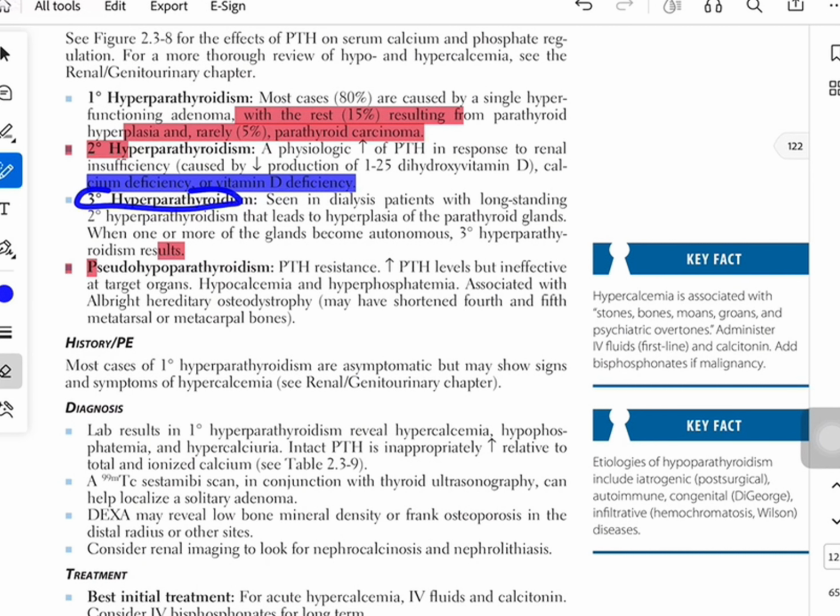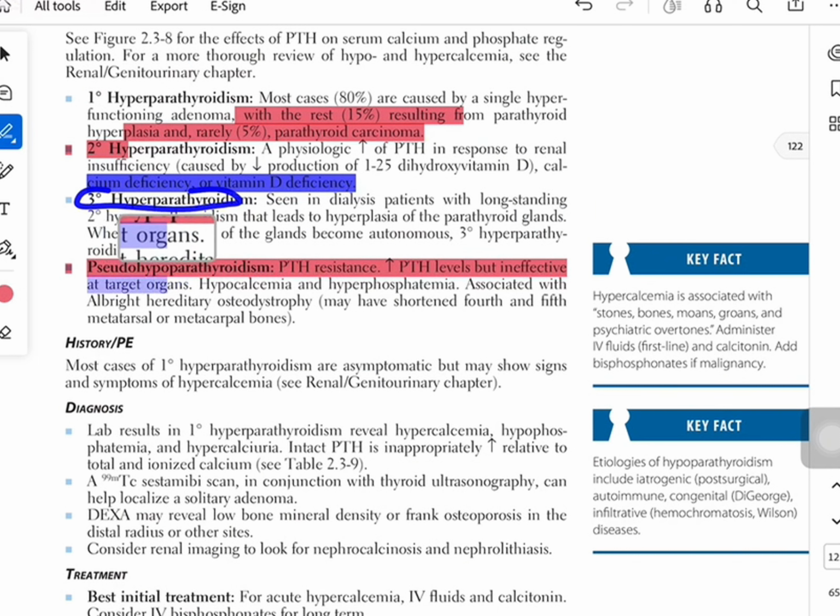It means that the problem is with the receptor, and this condition is also known as Albright hereditary osteodystrophy. The problem is with the fourth and fifth metacarpals, and also the round face, and other problems like this. What is written here, guys? Pseudohypoparathyroidism: high level of parathyroid hormone, resistance, receptor problem, ineffective at the target organ. Ineffective means the problem is with the receptor, that's why it is written ineffective. Hypocalcemia and hyperphosphatemia we will see because the receptor is not working properly. It is associated with Albright hereditary osteodystrophy, and this condition also has shortened fourth and fifth metacarpals and metatarsals, guys.